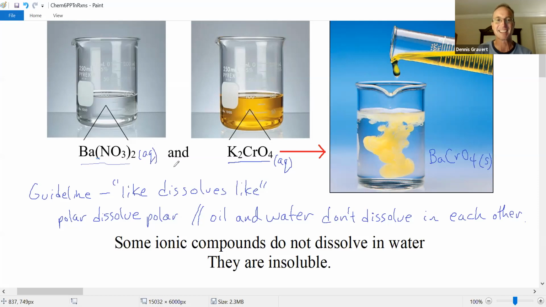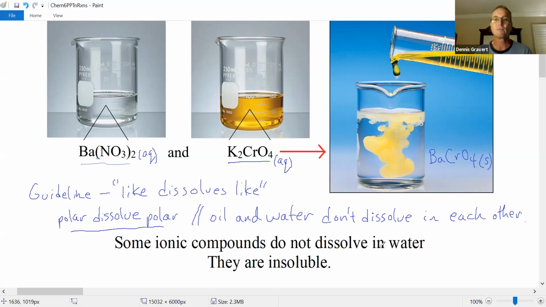That's their physical state. And then wait a minute, barium is a plus two cation normally. Chromate's a minus two. This is a very polar compound. I thought we said polar dissolves polar. Yeah, well, this is just a guideline. It's not perfect. Here's an example where it fails. This ionic compound, we can test it. It does not dissolve. Darn it.